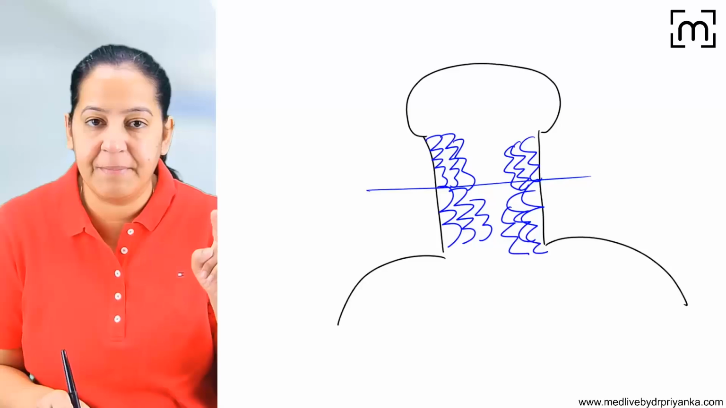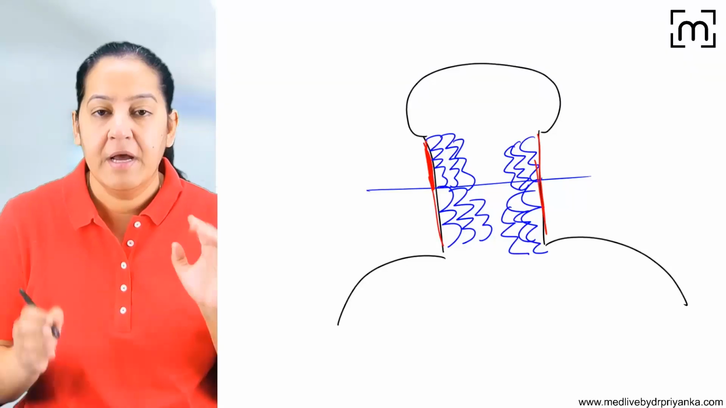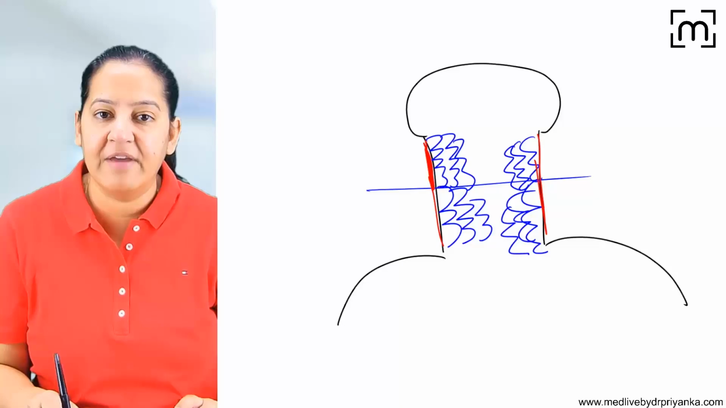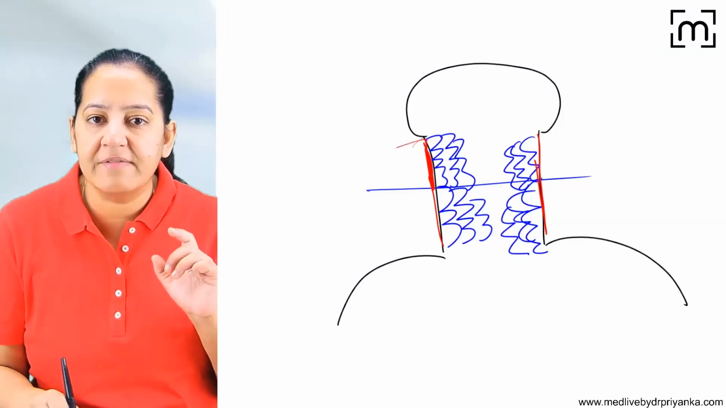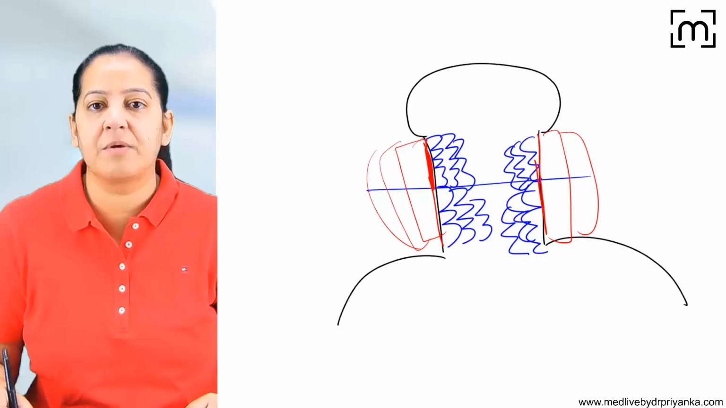Now please appreciate the basement membrane here. This is the basement membrane. This is the complete basement membrane. Now this is epithelia. Just below the epithelia we have mucosa. We have submucosa, muscularis propria, serosa.